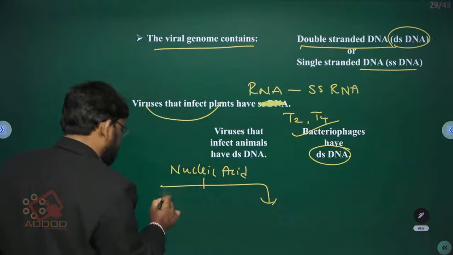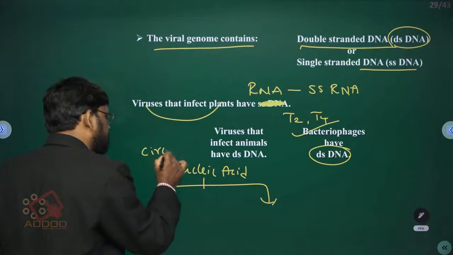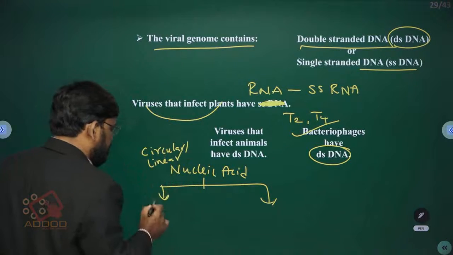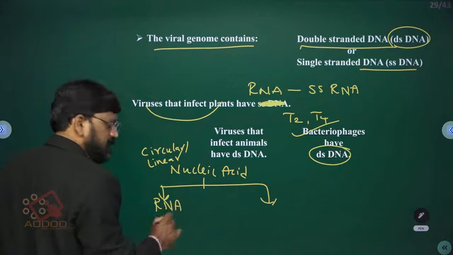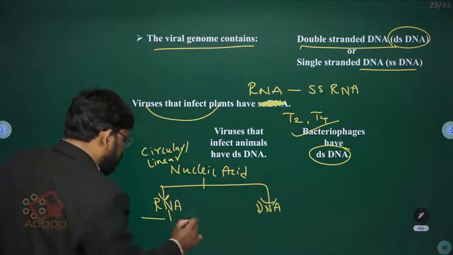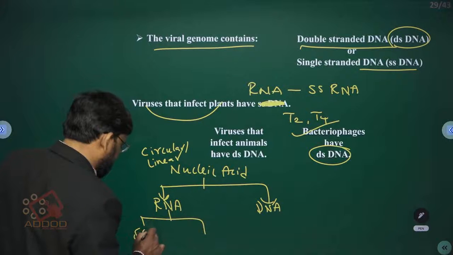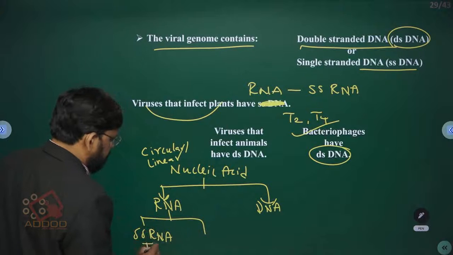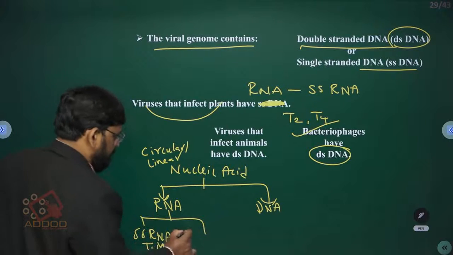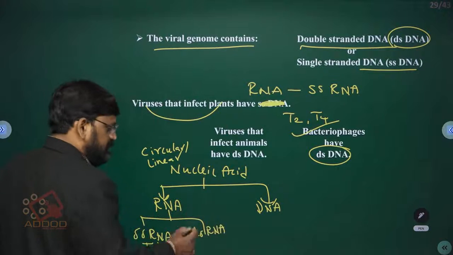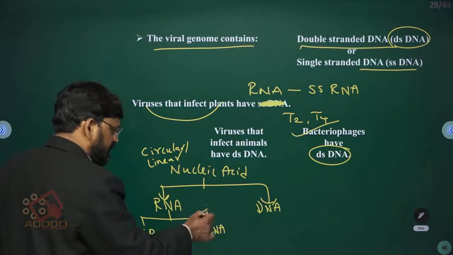The nucleic acids in a virus may be circular or linear in shape. Usually the genetic material is RNA, sometimes DNA. In that, the usual RNA is single stranded RNA. So usually single stranded RNA will be present. An example of a single stranded RNA virus is tobacco mosaic virus. Rarely double stranded RNA is also present. This is very rare. The presence of RNA in a double strand is very rare.